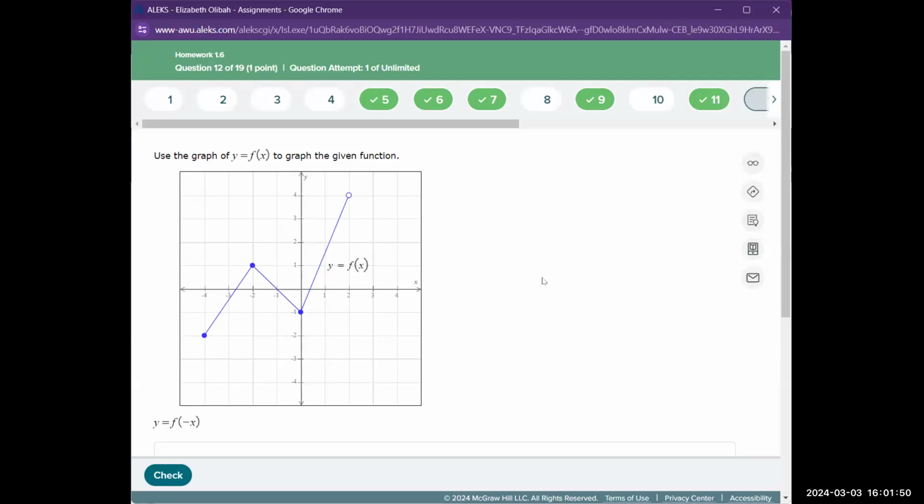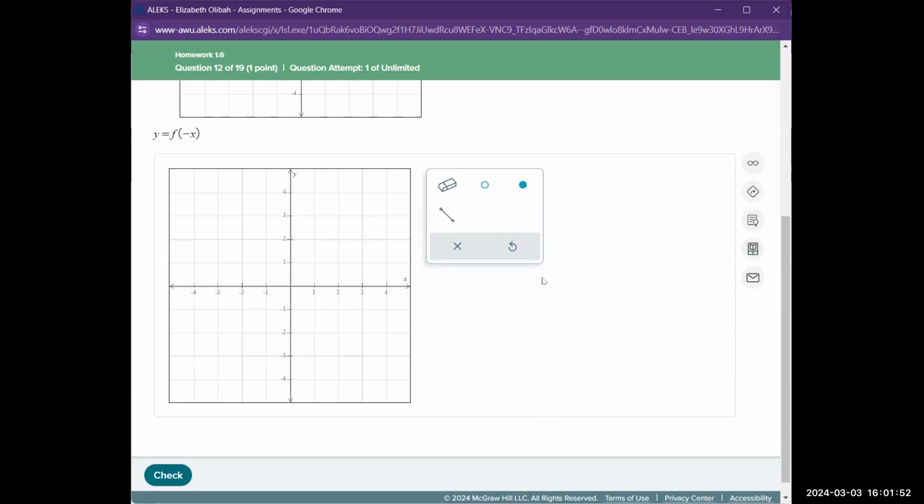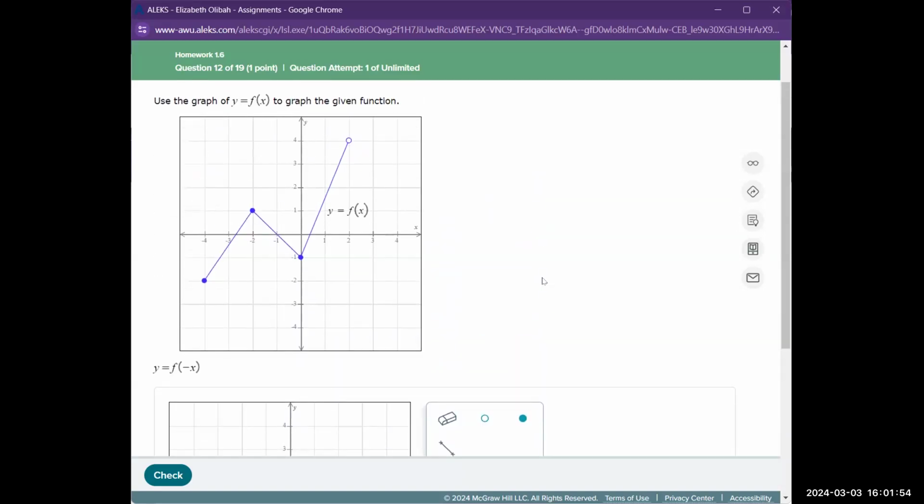This is a fancy graph. So this one I would maybe plot your points or write them on a table. So there's 1, 2, 3, 4 points. I put them on a table. And then I would multiply all of the x's by -1 and see what my new 4 points are.